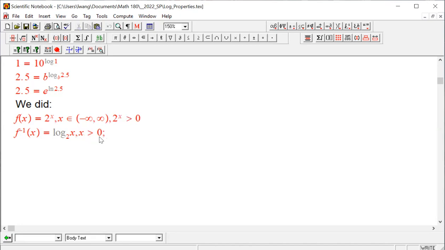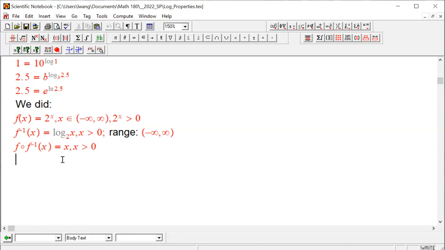And the output, the range, is all real numbers. So one's domain is the other's range. We understand, this is what we did before: f composite f inverse of x equals x. And this x, because f inverse is applied first, comes from the domain of f inverse. And what's the domain of f inverse? x is positive, so x must be greater than 0.